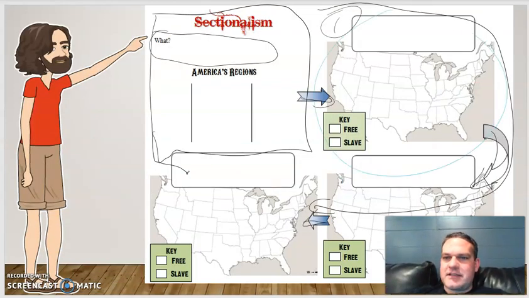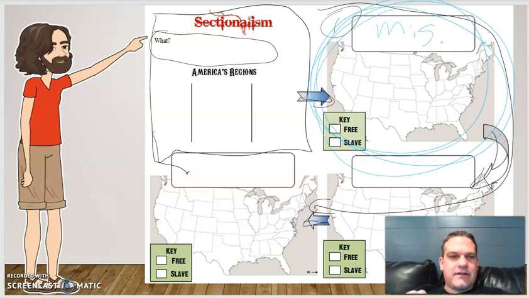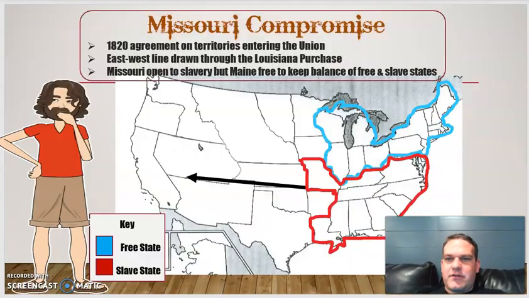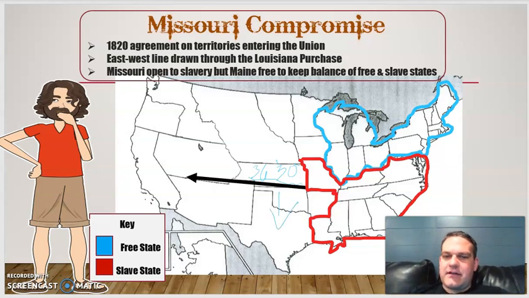This is going to be this section right here. So this one will be the Missouri Compromise. All right? So Missouri Compromise was made in 1820. We're stepping back in time, but this is an agreement on territories entering the Union. There was going to be a line drawn on the 36°30' parallel, and it was going to say anything below that in the Louisiana Purchase would be a slave state. Everything above that would be a free state.